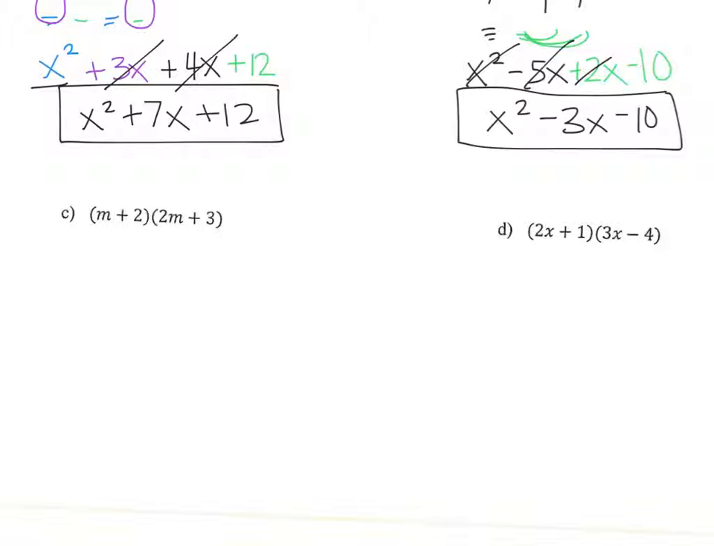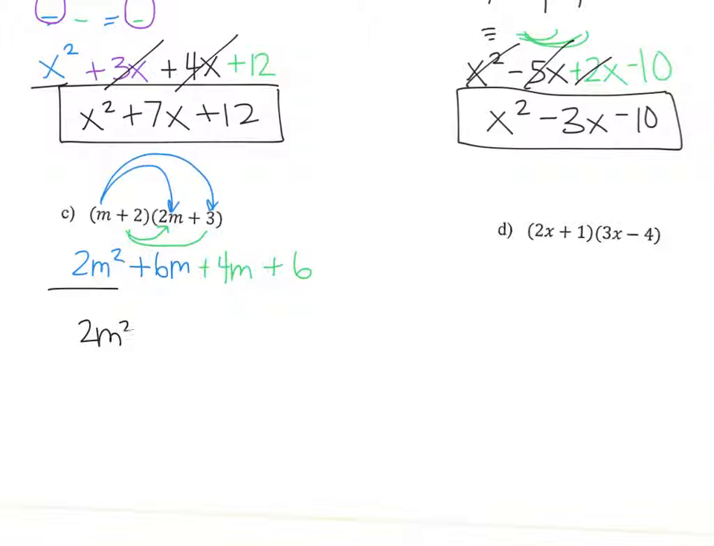I'm going to take this m and multiply it by each of these. So m times 2m is 2m squared. M times 3 is 6m. And now I'm going to do the bottom. 2 times 2m is 4m. 2 times 3, I multiply them as 6. So then I do 2m squared plus 10m plus 6.